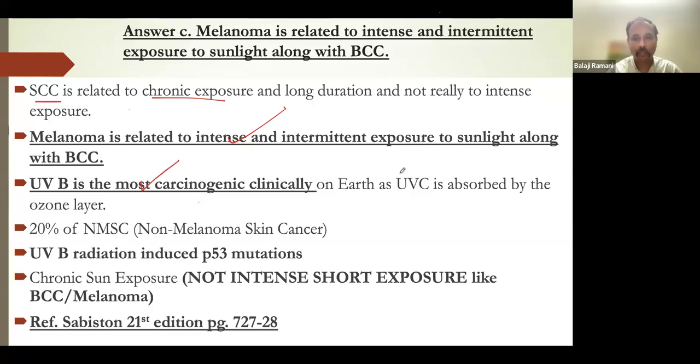UVB is the most common. UVC is the most dangerous. 20% are non-melanoma skin cancers, and UVB radiation induces P53 mutation, and chronic sun exposure is important.